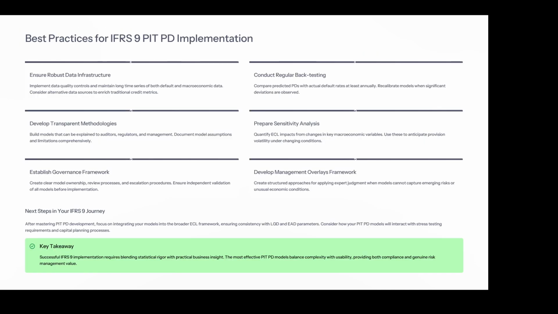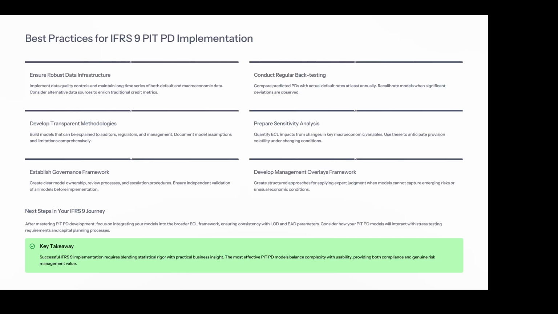Best practices? Make sure your data is clean and complete. Use transparent methods that auditors can understand. Backtest your models regularly. Run sensitivity analyses. And have a framework for management overlays when unusual risks arise.